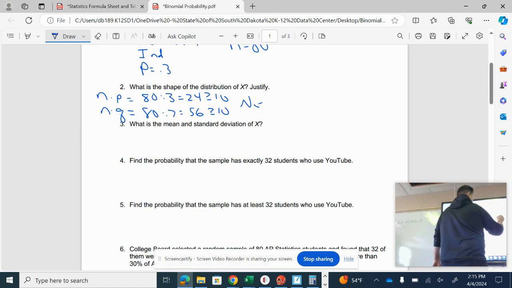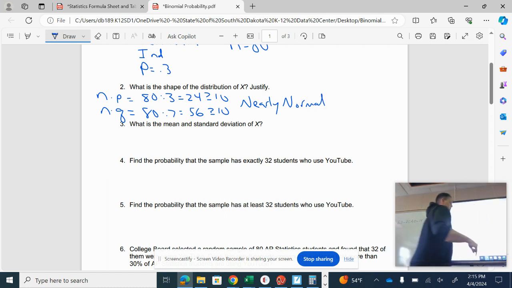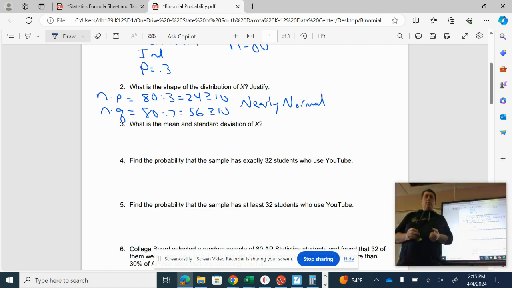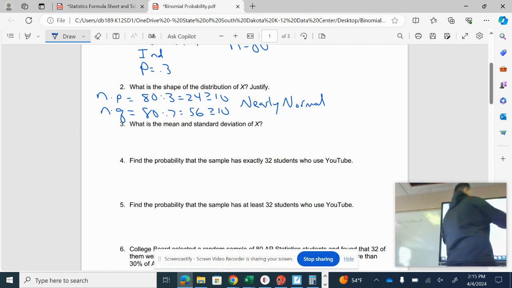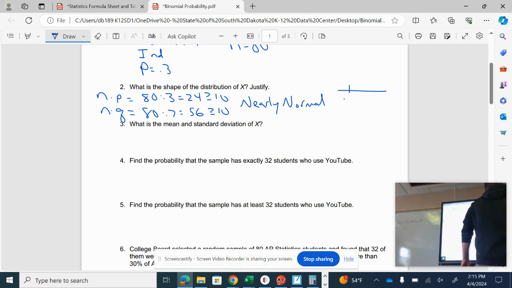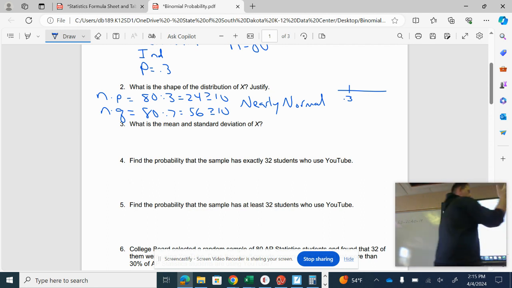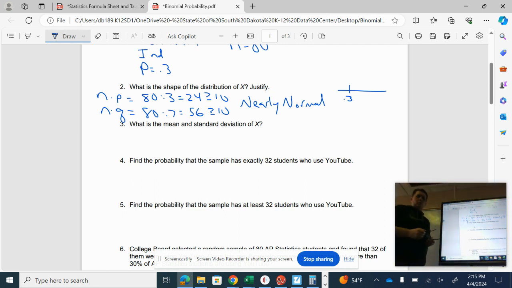So it's nearly normal. We've justified a lot of those with proportions. That's always the justification for nearly normal. If it hadn't been nearly normal, then since this was at 30, the shape would have been skewed right. There would have been more room to move to the right.